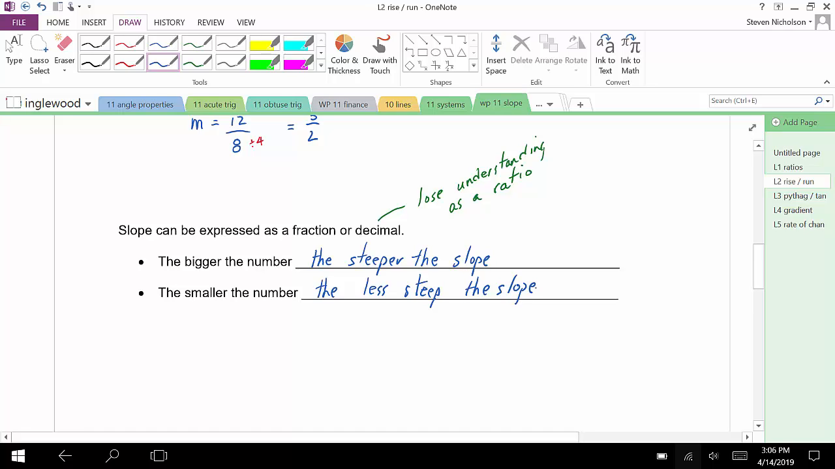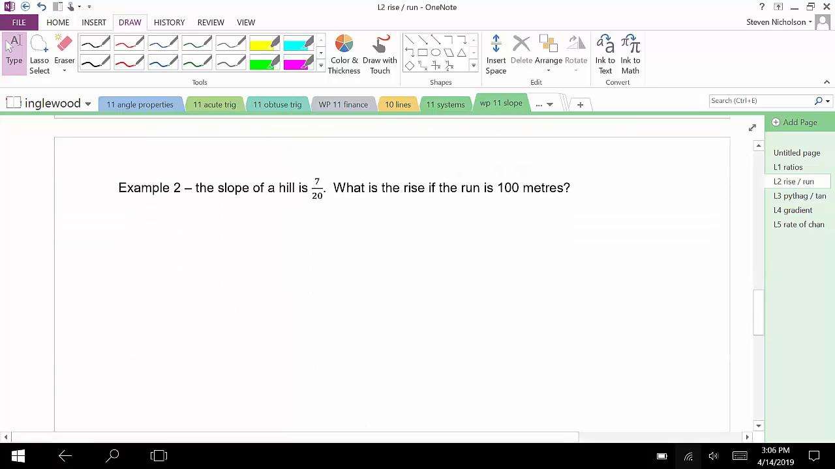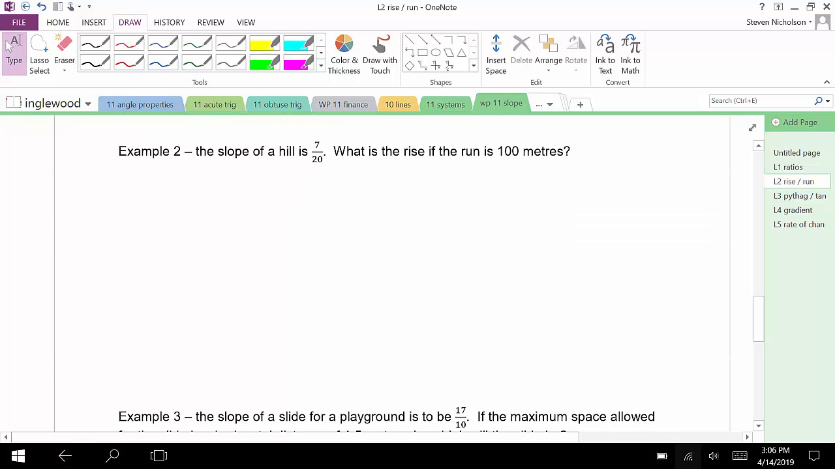So we have a formula for calculating how steep something is, and that formula spits out a number, and that's about it for right now. So what knowing slope allows us to do is to answer some questions we might have.